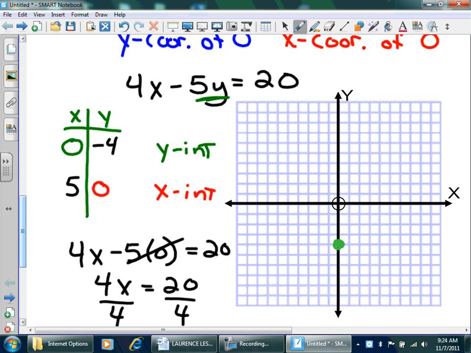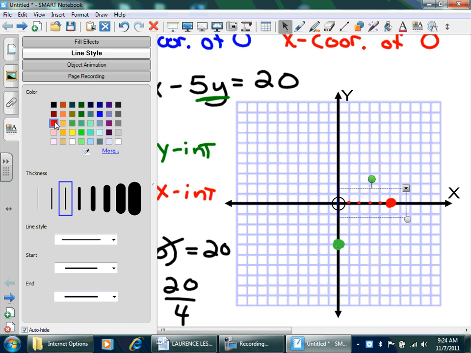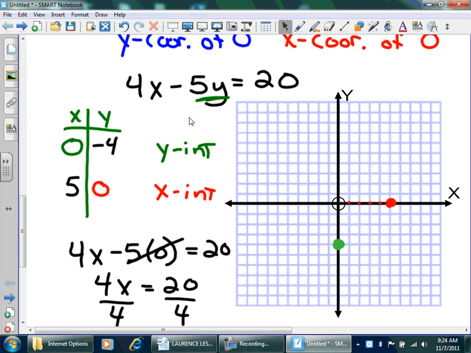I could go over to my graph, 1, 2, 3, 4, 5 on the x-axis. I should probably make that a red point, only because I was doing the problem in red. And now I have my 2 large points, and I can draw my line. If I feel the need for a third point, I could just count my slope up.